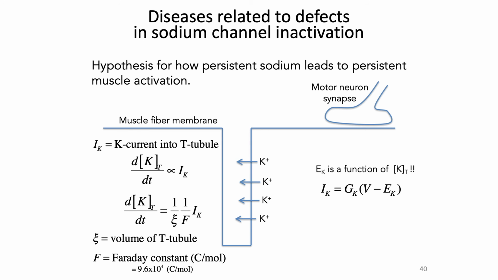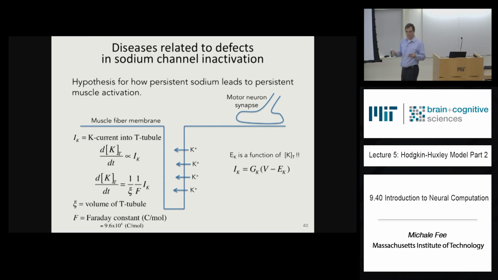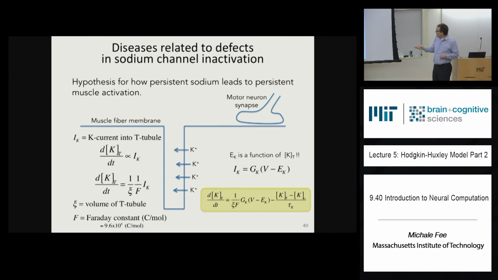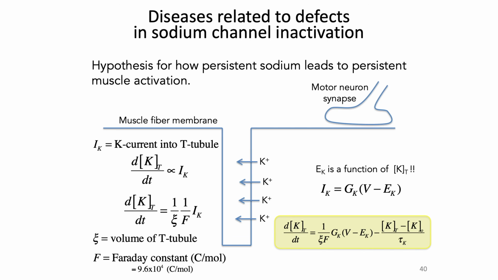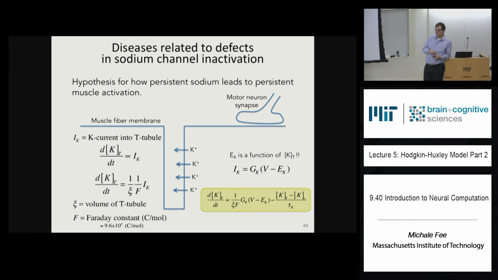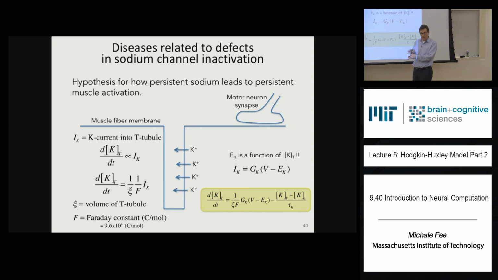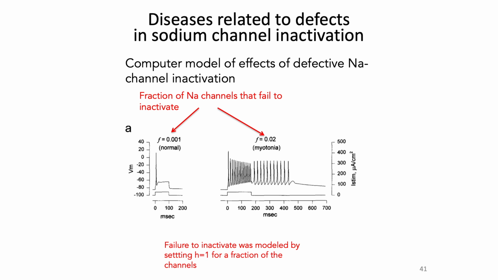Notice that EK is a function of potassium concentration. I haven't written it in here, but that's just the Nernst potential. And so we have a differential equation for the potassium concentration as a function of time. It's a function of the potassium concentration, voltage, and equilibrium potential. Okay? And now we just take that and add it to the code that we already have for Hodgkin-Huxley. Okay? And here's what you get.